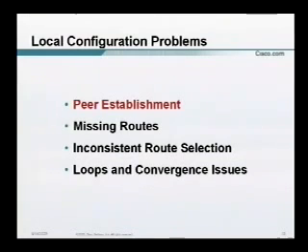The first one is about peer establishment. With many issues of peer establishment, people look for a complicated reason why there are problems, and they generally tend not to be like that.